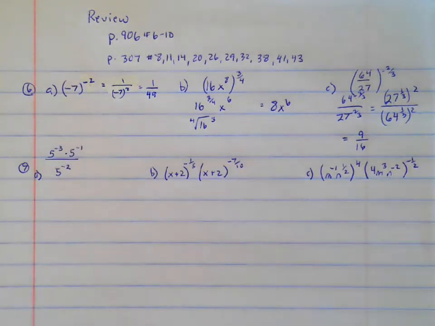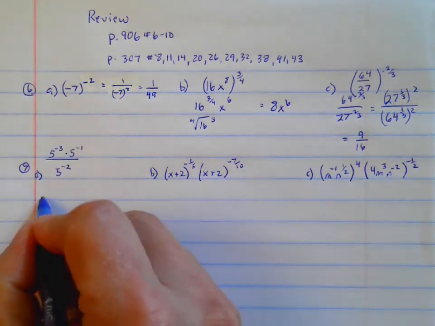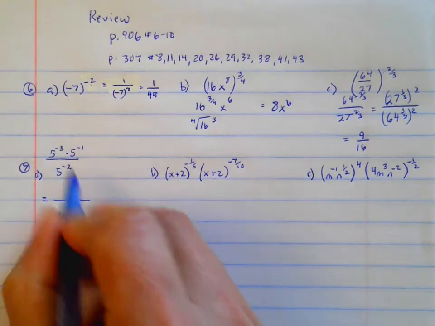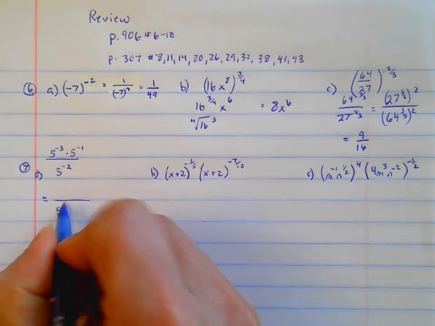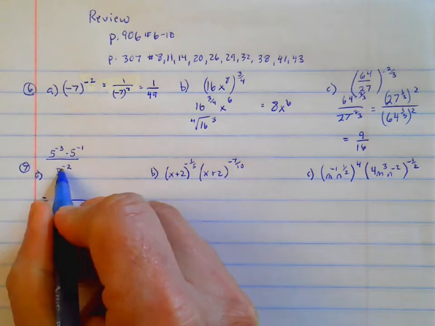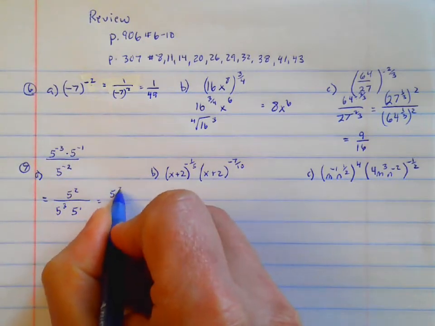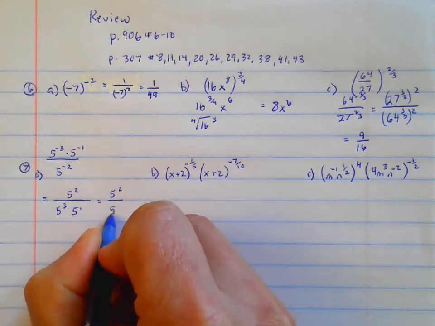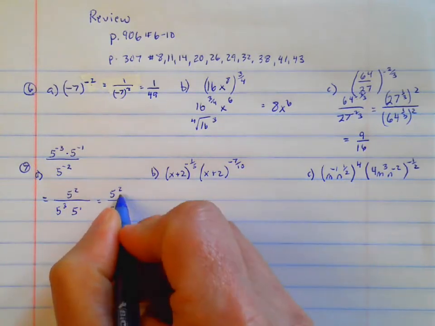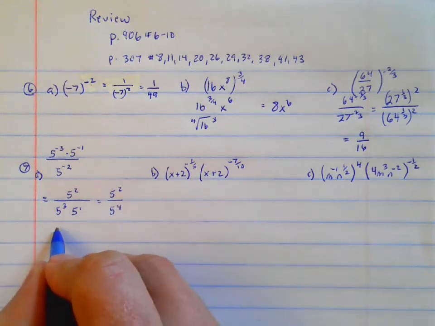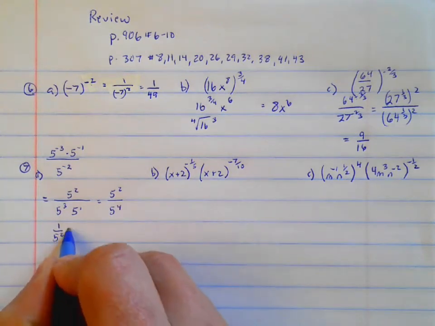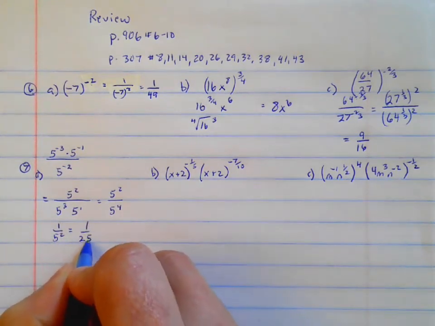Okay, number 7. What I personally like to do is get rid of the negative exponents first. So I'm going to move this one to the bottom. This one goes to the bottom. This one's negative, moves to the top. Okay, that's the same thing as 5 squared over 5 to the 4th. And if you think 2 up there, 4 down there, 2 of them will cross out, so it'll be 1 over 5 squared. It would be 1 over 25.